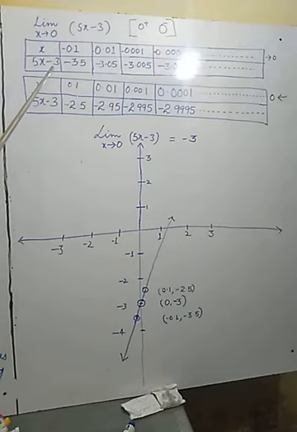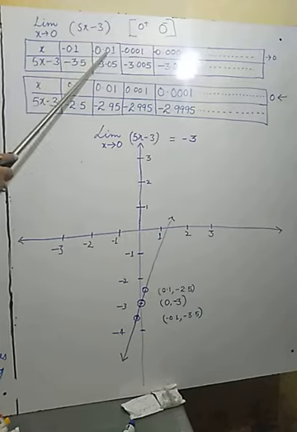If we put the value of x as minus 0.1, then the value of 5x minus 3 will come to minus 3.5. Why is it so? Because it is 5 into the value of x, which is minus 0.1, so 5x is minus 0.5, and minus 0.5 and minus 3 gives minus 3.5.